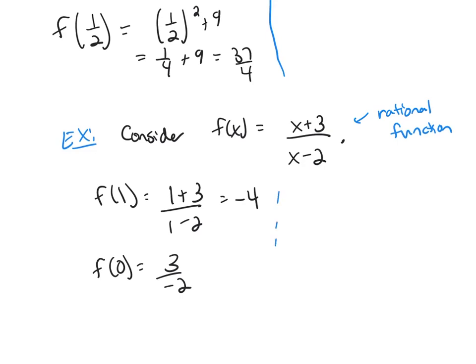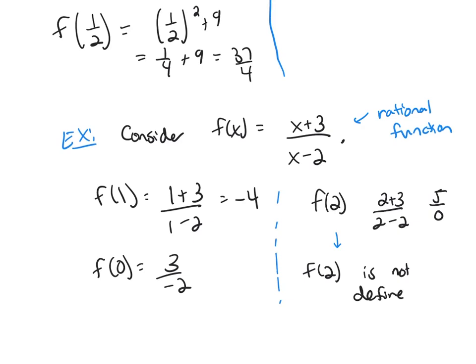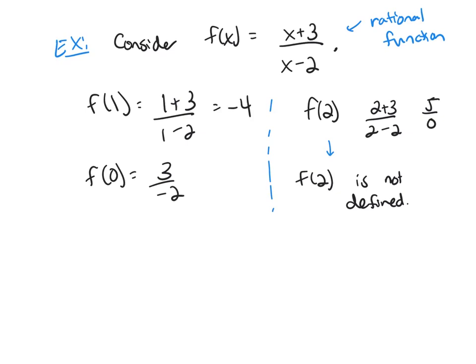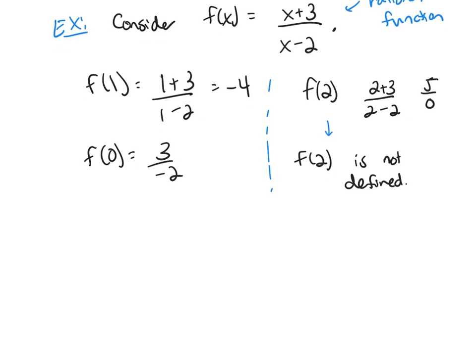What happens when I plug in 2? Well, if you look at the denominator, you get 0. So what this means is that my function is not defined at 2. So I would say f of 2 is not defined. Let's look at one more function.